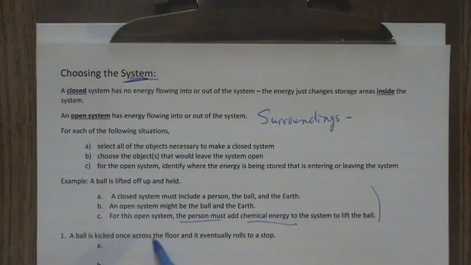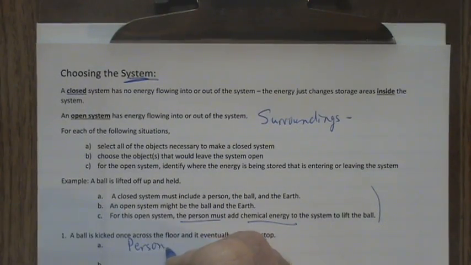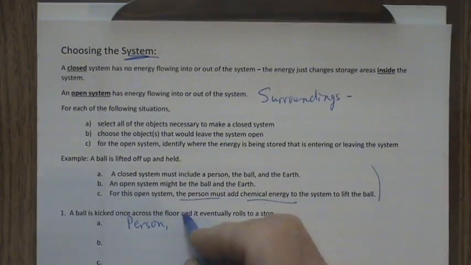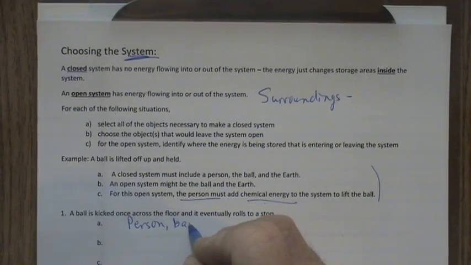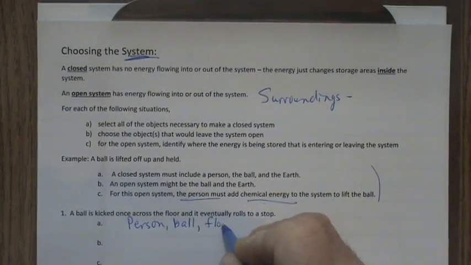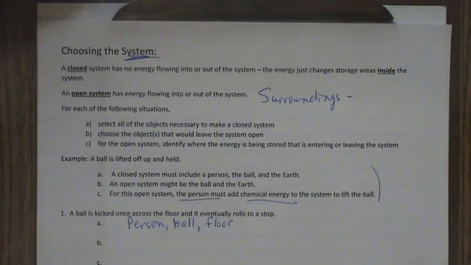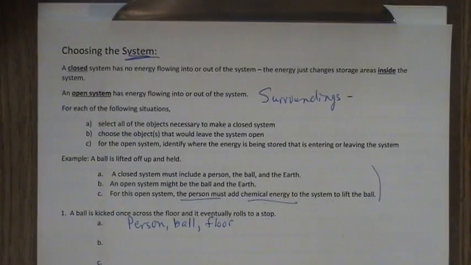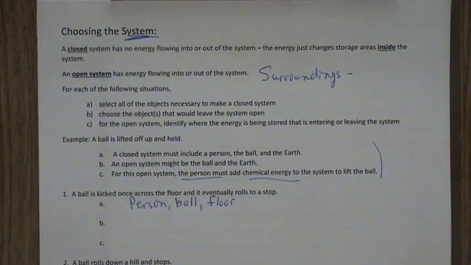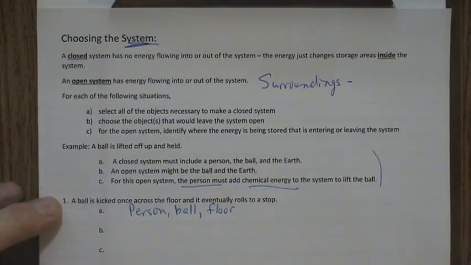So, number 1, a ball is kicked across the floor and it eventually rolls to a stop. So if a ball is kicked across the floor, there has to be a person that is kicking the ball. There's going to be the ball, so I should slide this up a little bit, that is kind of the main object that is under study, so that is going to be part of the system. And if it rolls to a stop, it is going to be the floor interacting with the ball that is eventually going to stop it. So the floor has to be part of the system also. So if we include those 3 objects in the system, we should be able to account for all of the energy interactions.